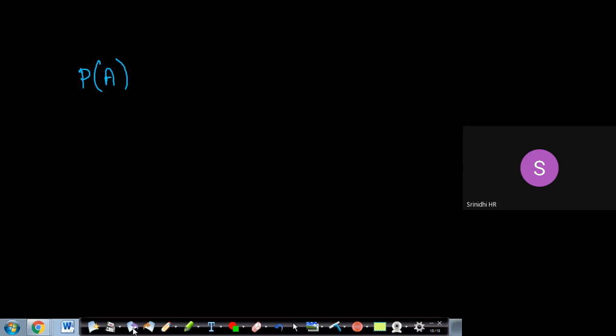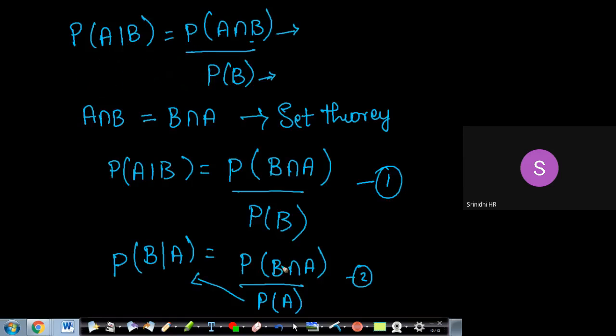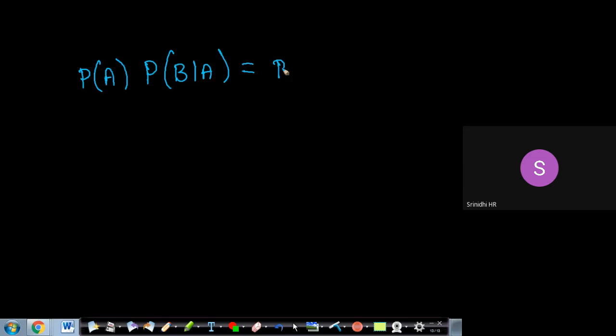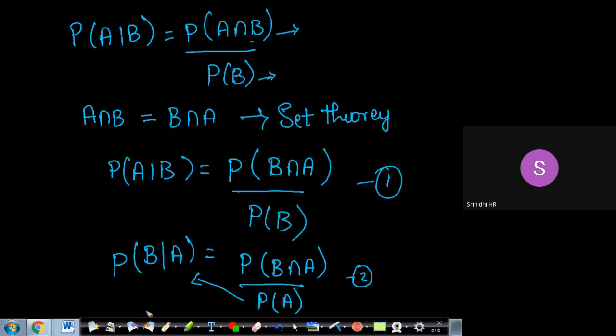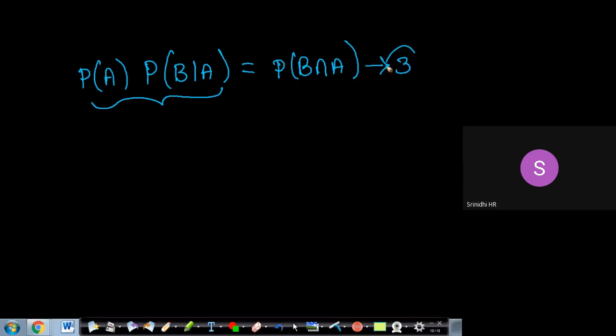into probability of B given A, which is equal to, what was the RHS here? Probability of B intersection A. So I can write probability of B intersection A as probability of A into probability of B given A. Let's consider this as equation number 3.